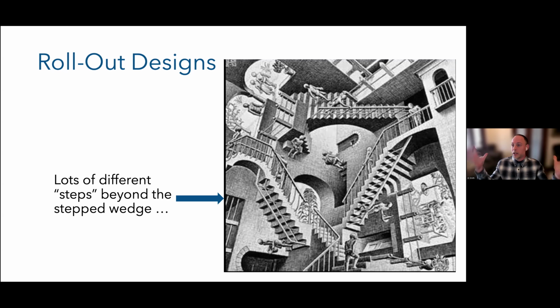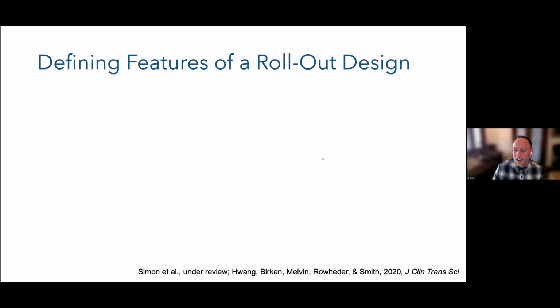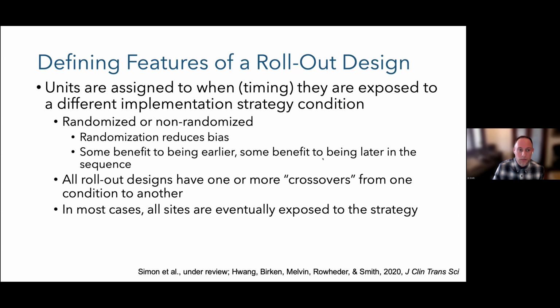The rollout design umbrella, the big class of study designs of rollouts, is much broader. And unfortunately, I think most researchers think of stepped wedges almost every time you think of a rollout design. And it's kind of just the tip of the iceberg in many ways. So there are lots of different steps beyond the stepped wedge. Obviously, this is an MC Escher to show this point. So what are the defining features of a rollout design? Many of these are similar to a stepped wedge, but are not quite as restrictive, as you'll see.